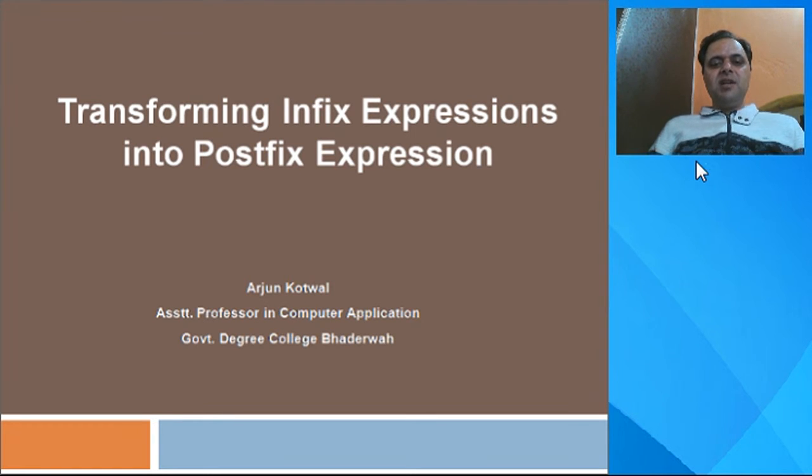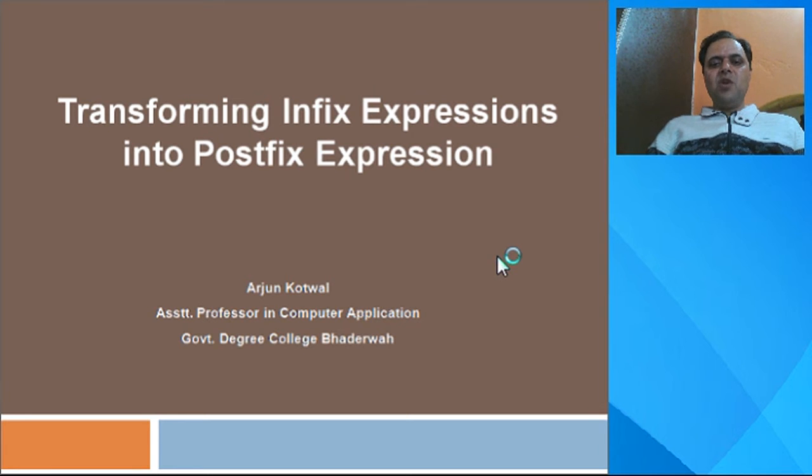In a prefix expression, the operator is before the operands. For example, plus a b. And in a postfix expression, the operator is after the operands. That is the equivalent of the infix expression a plus b. In postfix notation it is a b plus.